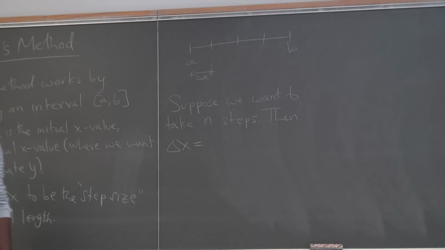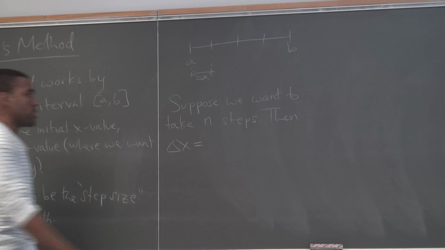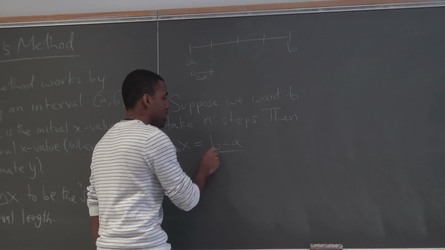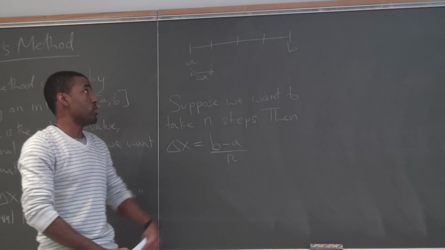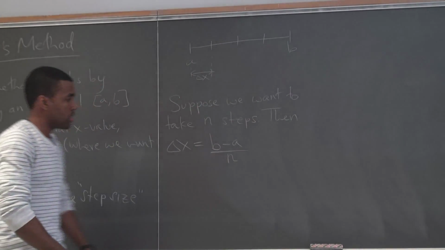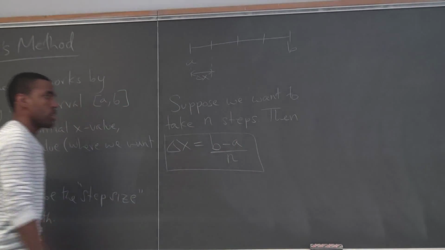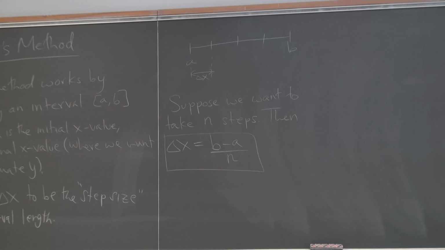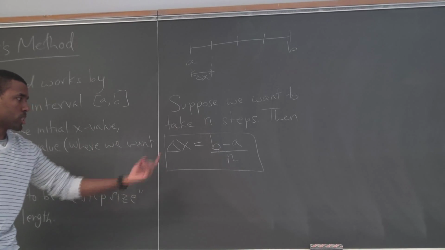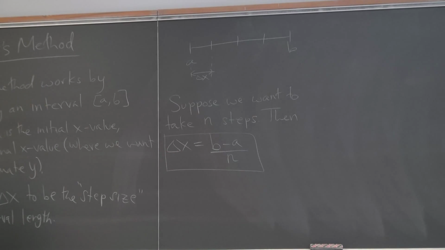Can you give me a formula for delta x? B minus a over n. You take the length of the interval divided by the number of steps you want to take, and that's going to give you the length of each of the pieces. All right? Okay, so that's going to be an important formula. So eventually we're going to tell you, approximate the solution to this differential equation using 3 steps, right? Or using a step size of blah, in which case you put that here and solve for n, and you can continue that way. Right?